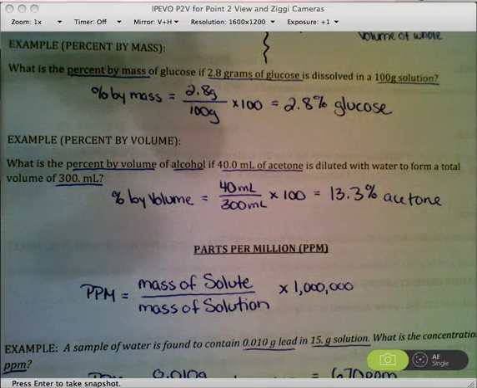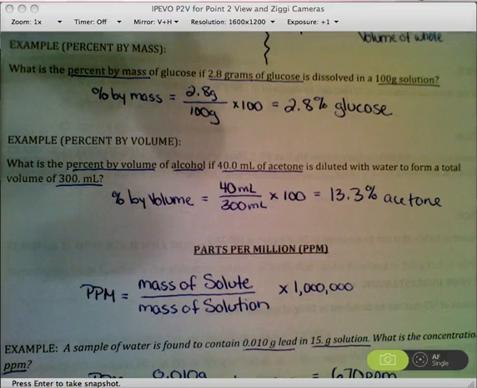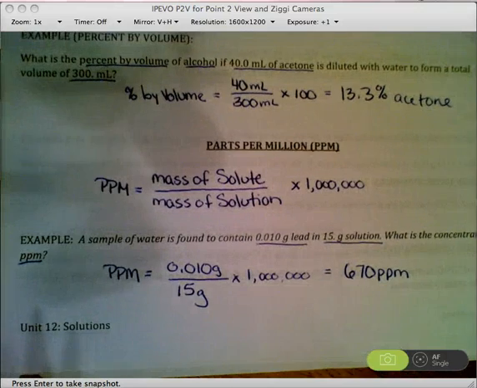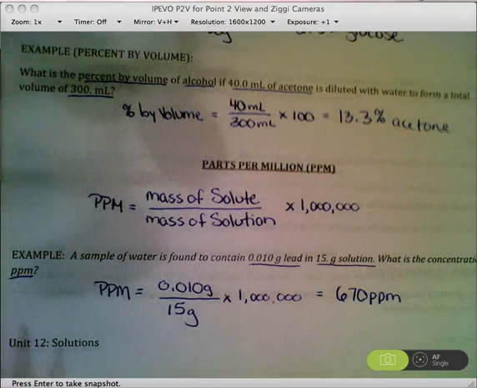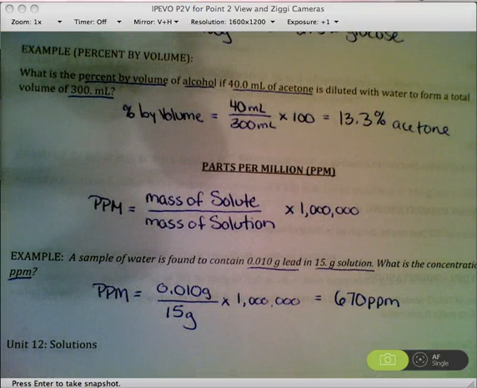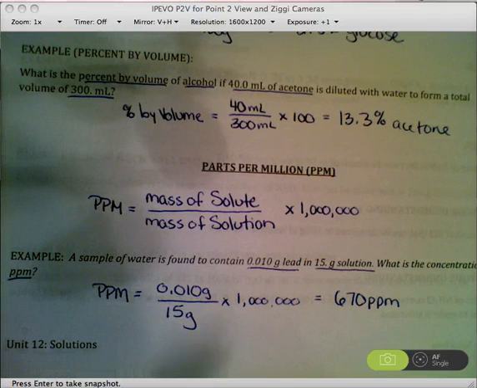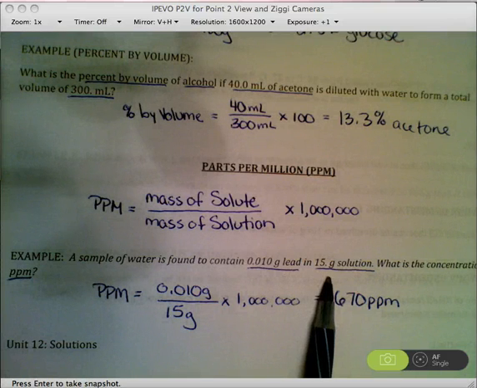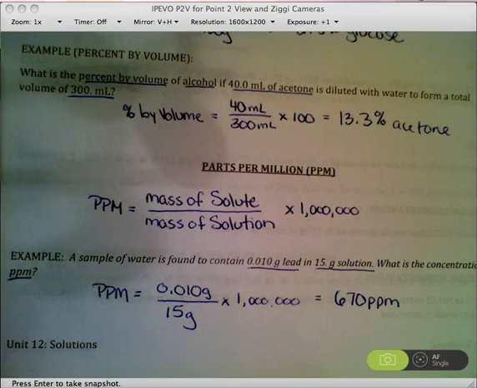All right, so now we're going to do parts per million. Parts per million is used a lot in regards to water, like the water we drink. So if you ever happen to see a water bill come in to your parents' home, and they will sometimes annually send a parts per million report, now you know how they actually get the numbers. So a sample of water is found to contain 0.01 grams of lead in 15 grams of solution. What's the concentration in parts per million?